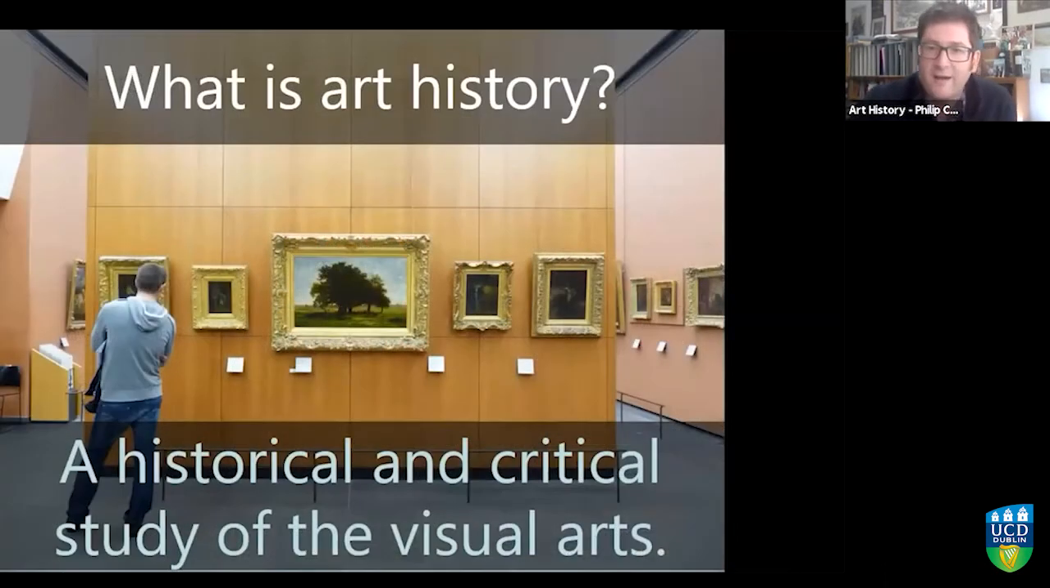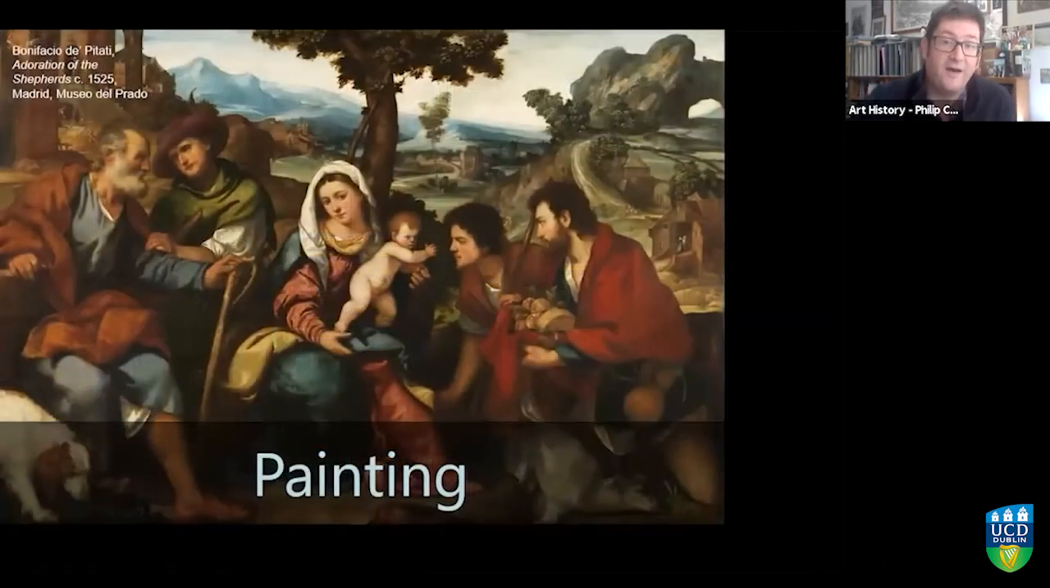So for a start, in terms of just the basic question of what is art history? What does the subject consist of? Well, it's an historical and critical study of the visual arts. And when we're talking about the visual arts, traditionally, we're talking about three main things. It's the kind of stuff you find in museums. So painting, for instance, we look at the history of painting from antiquity to the present day.